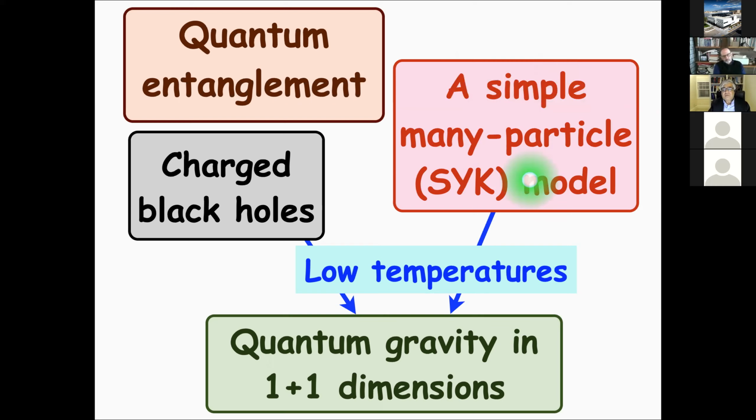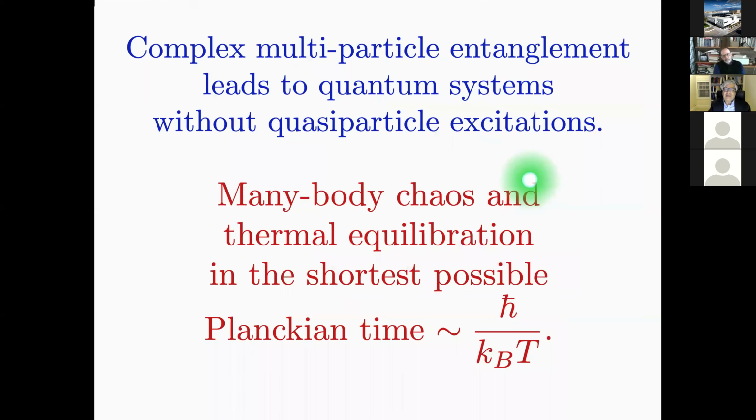Okay. And it might seem rather mysterious that this kind of miracle happens, but really the miracle happens because there's essentially only one class of systems in zero space dimensions which have these properties, that have complex multi-particle entanglement without quasi-particle excitations, and that we think is also the key to the quantum physics of black holes. And this many-body chaos and thermal equilibration and dephasing and decoherence in the shortest possible time.